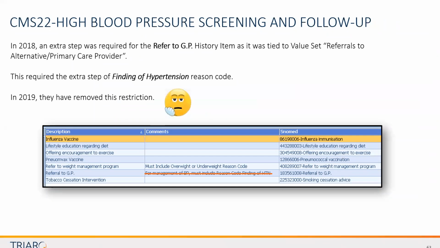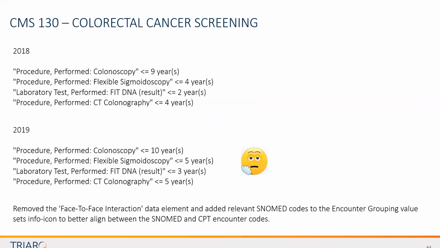Last year they added a step where, for the high blood pressure screening and follow-up, you have to be sure that you are documenting this extra step of a finding of hypertension reason code. Well, they took that away this year, so it's made it a little less troublesome.